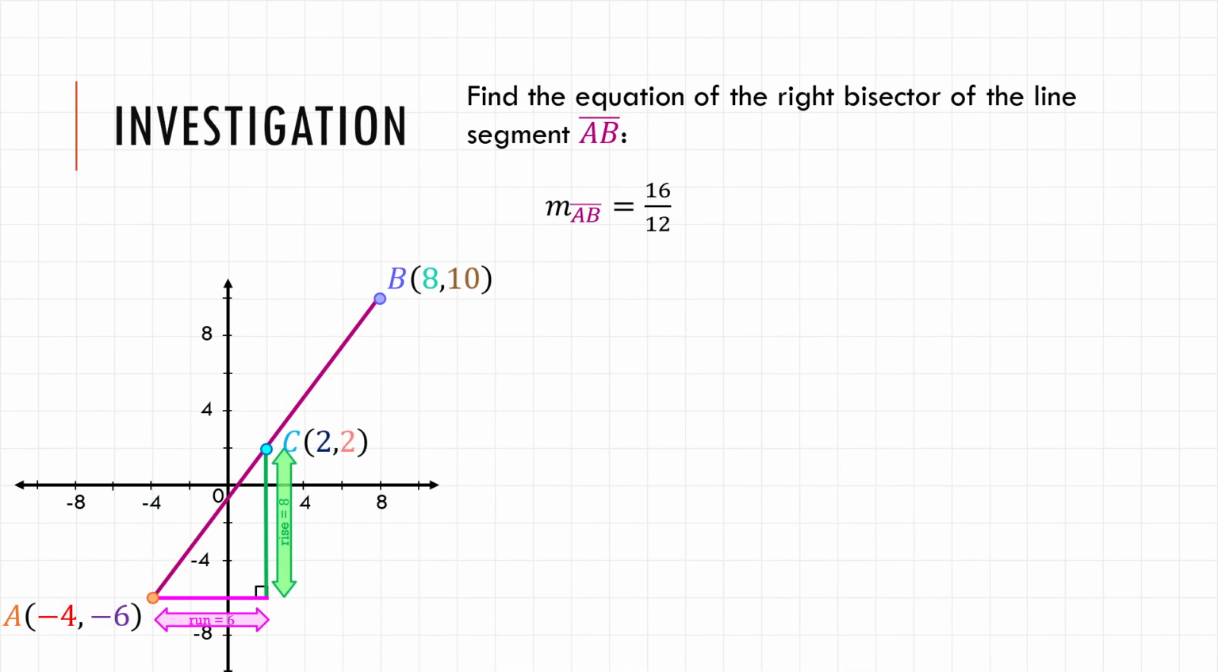So why did I do all that to find the slope? Well, one thing to know is my line, the right bisector, has to go through the line at this point, but it also has to do that at a right angle. And I need the slope to figure that out.